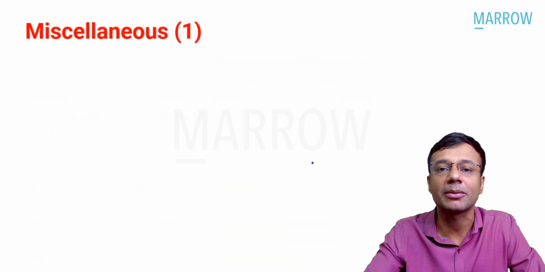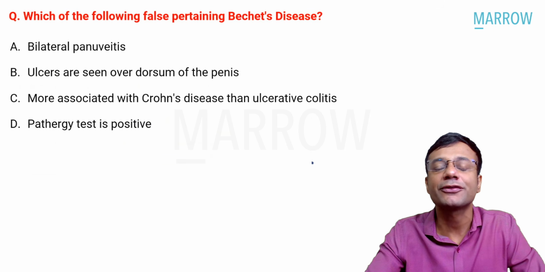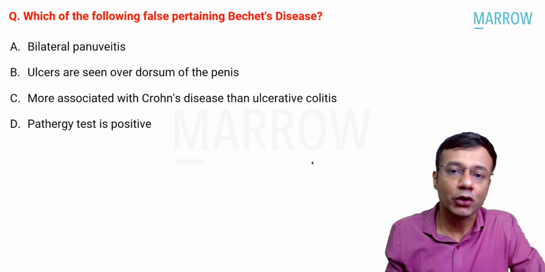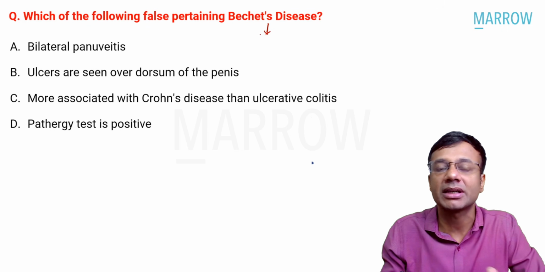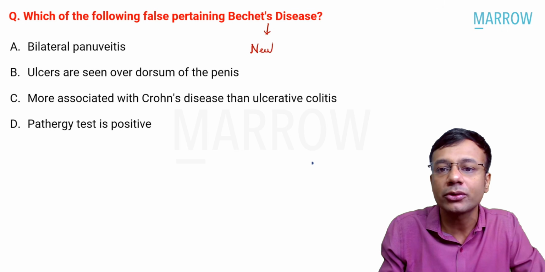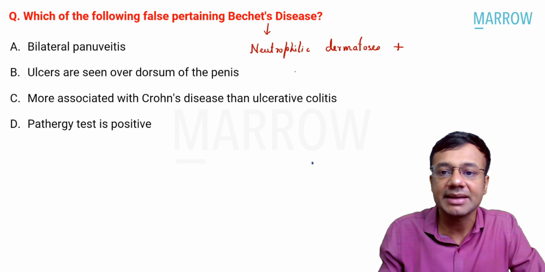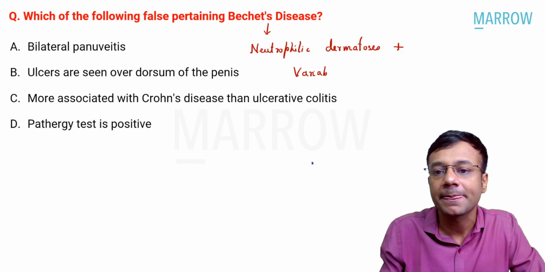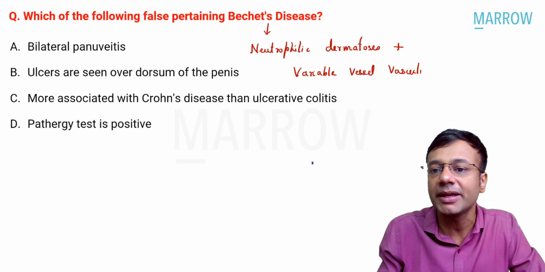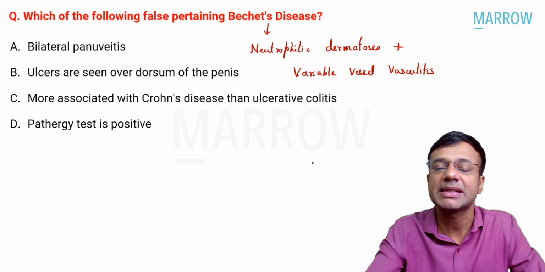Moving on to the last question from the miscellaneous topic. Which of the following is false pertaining to Behçet's disease? Now, we know 2 things about Behçet's disease. From a dermatology point of view, it is a neutrophilic dermatosis, so we classify it as a neutrophilic dermatosis. Point number 2, always remember, Behçet's is an example of vasculitis, and it is an example of variable vessel vasculitis. That means it can involve small vessels, medium vessels, and large vessels.